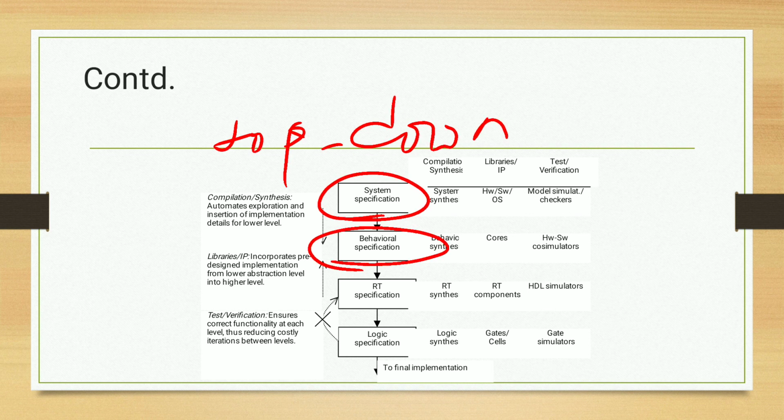The designer refines this specification into register transfer, that is RT specification, by converting behavior on general purpose processor to assembly code, and by converting behavior on single purpose processor to a connection of register transfer components and state machine.